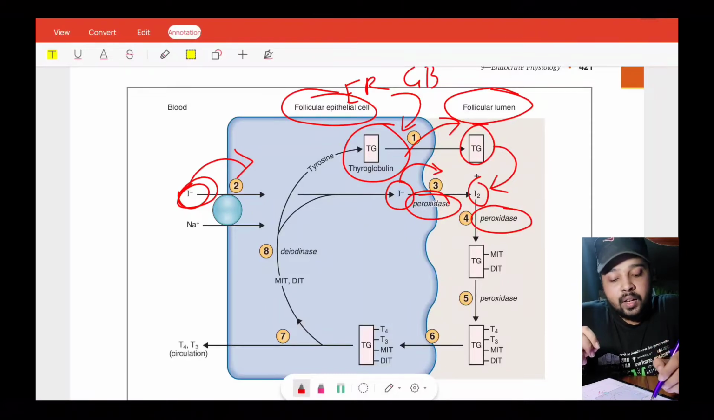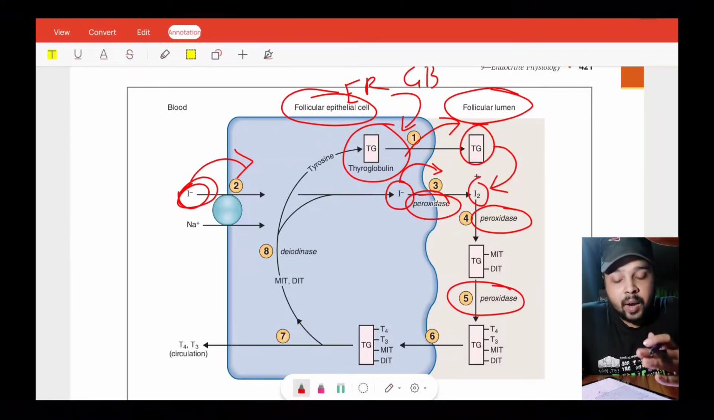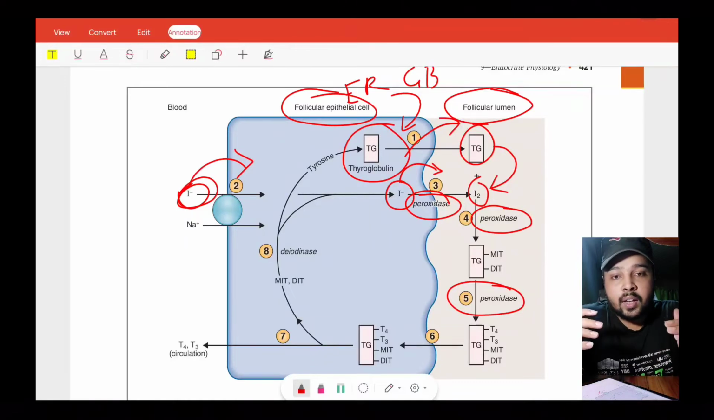After that, in the fifth step, I have missed something. The third step was named oxidation of the iodide to iodine. Then the fourth step is the organification. Then comes the fifth step, the coupling reaction. In the coupling reaction, while MIT and DIT are connected to the thyroglobulin, they are connected to each other, or coupled.